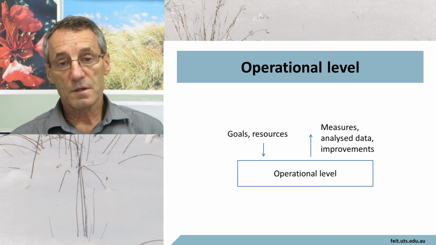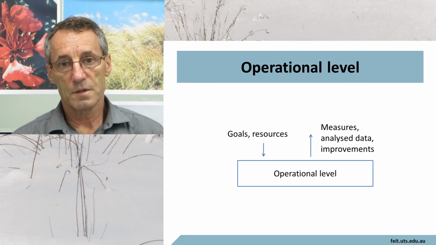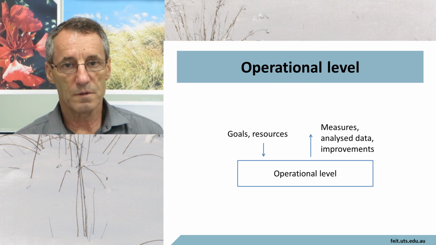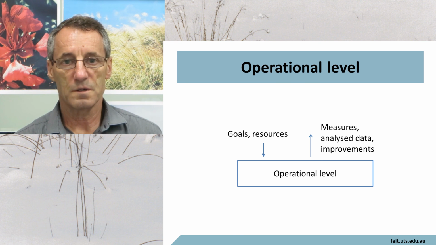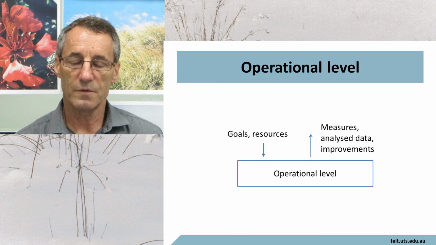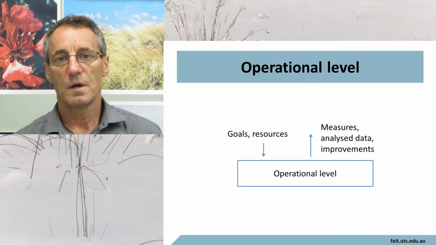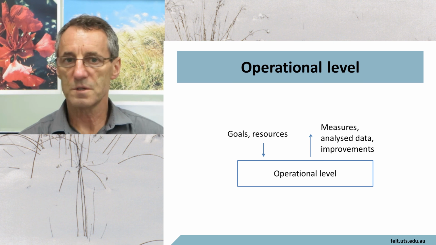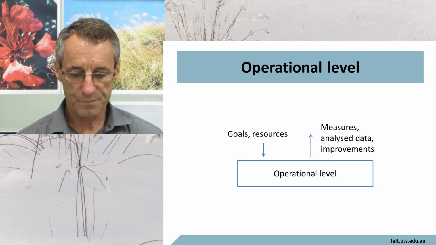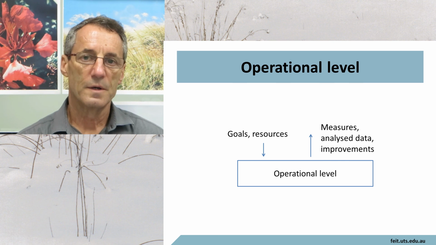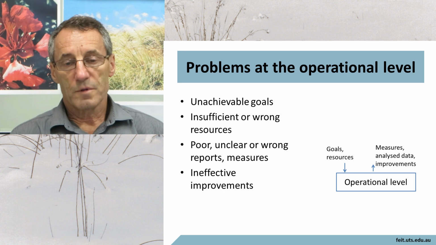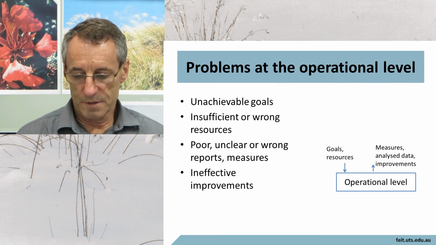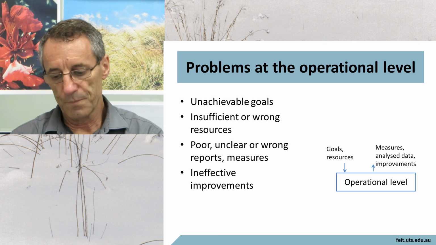Having mentioned that, now we talk about the feedback that goes back up to the tactical level. That is the measures of quality, measures of how well the processes are doing, measures of the product that's going on, and measures externally as well that happen from time to time. Now again, we'll have a look at the problems that occur at this level, the problems at the operational level.